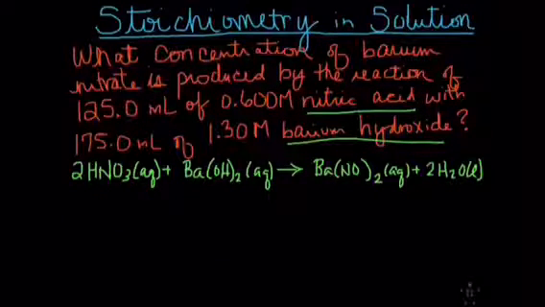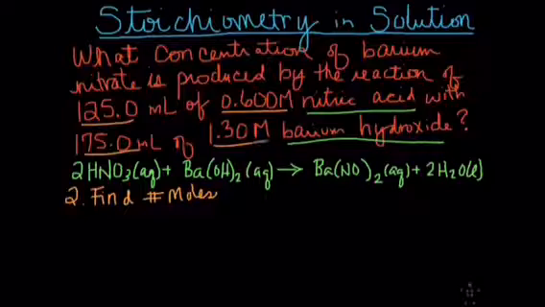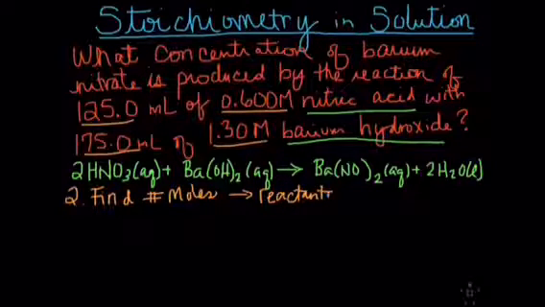So now I have my balanced chemical equation. My next step in figuring out the amounts of things I'm going to make is to find the number of moles that I actually have. So step 2 is to find the number of moles. In this case, we're given the volume and concentration of these things. These are our two reactants. So we're going to be finding the numbers of moles of reactants here to start with. And then we can use that to find the numbers of moles of products from our balanced chemical equation.